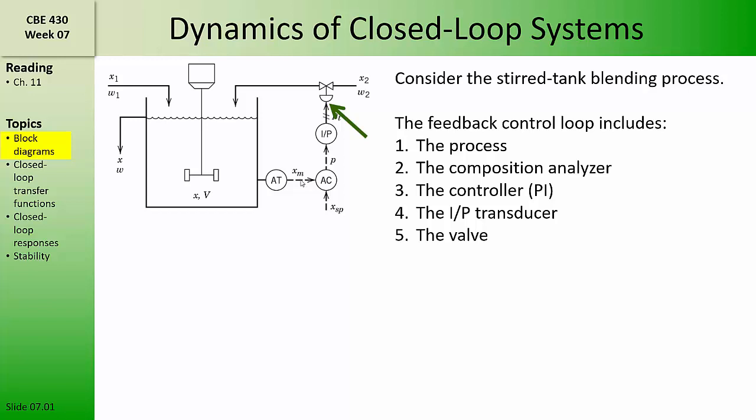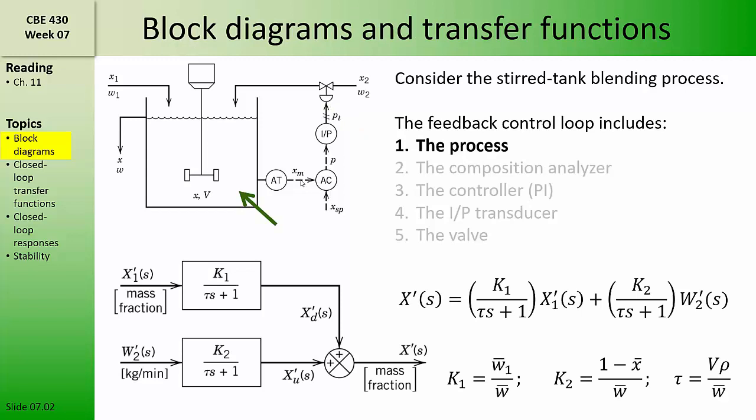Now we'll take each of these components and represent them with their respective transfer functions in parts of a block diagram. We'll start with the process. We've previously developed the mathematical model describing the blending tank and converted it to the Laplace domain. In this case, we're considering how deviations in the composition X are affected by deviations in the incoming composition of stream X1 and the flow rate of stream 2, or W2. This model shows how a linear combination of the two input deviations gives rise to deviations in the output.